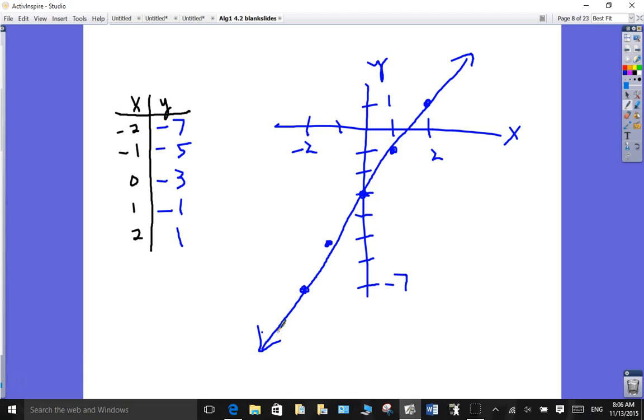Just 2, right? But how many points are on that line? Infinite. Infinite, right? A continuous line on a graph is made up of infinite points. I mean, in a way, these are really sophisticated topics here, right?